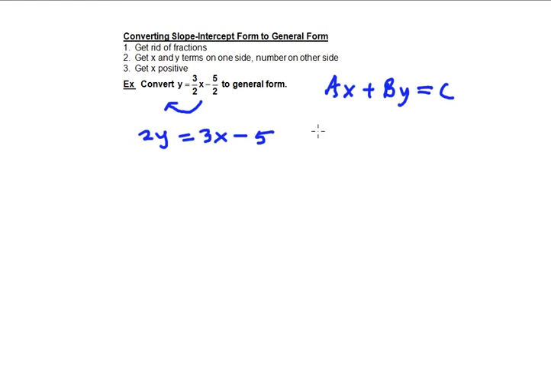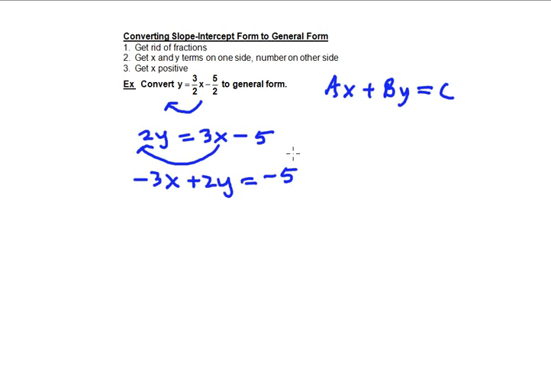Next, what we want to do is, again, looking at this format, we want the x term to go to the left. So we will subtract off the 3x, and we have negative 3x plus 2y is equal to, and on the right hand side, we've got that negative 5.